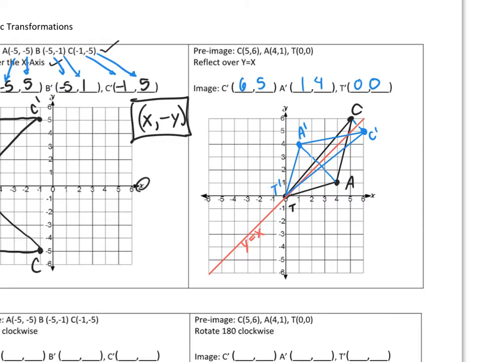So what changed here? Well, my X's and my Y's switched places. My X became my Y and my Y became my X for all of these. It's even true for T, even though the location didn't change, that rule would still apply there. It would still work. So my rule for this transformation then is going to be (y, x), since my Y's and X's just switched places.